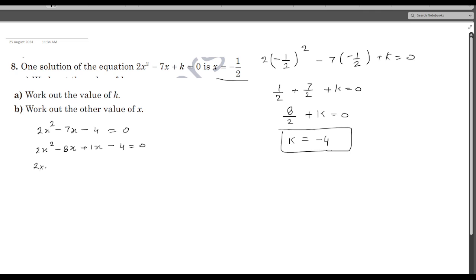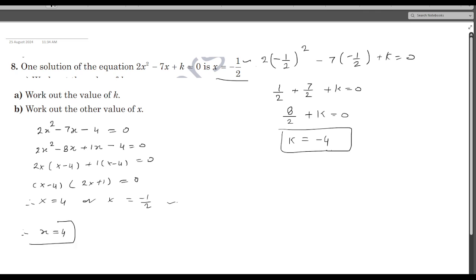Then 2x we will take common here. So it is x minus 4 here, plus already we have x minus 4. So we will take 1 common. Therefore x minus 4 in one bracket and 2x plus 1 in another bracket is 0. That gives you x is 4 or x is minus half. Now minus half, one answer we already know. So work out the other value of x. So therefore the other value of x is 4. This is your final answer.